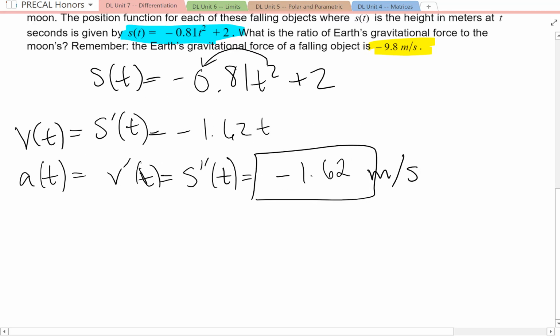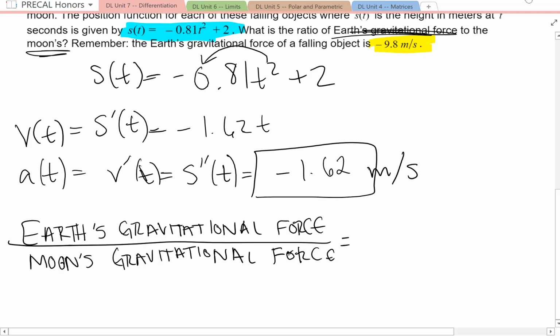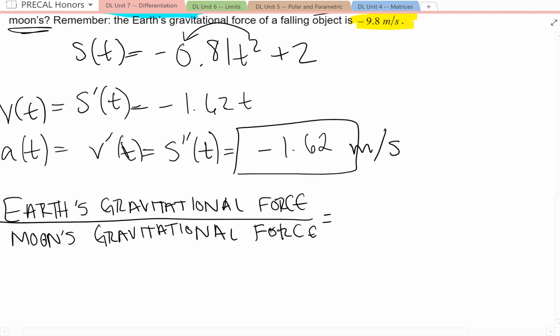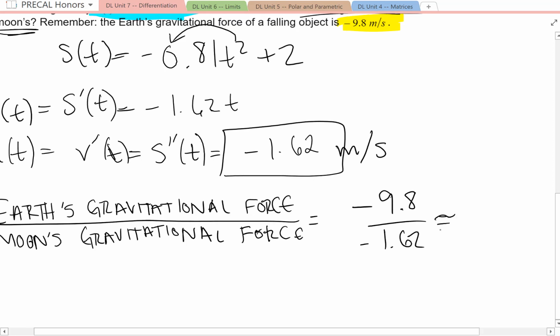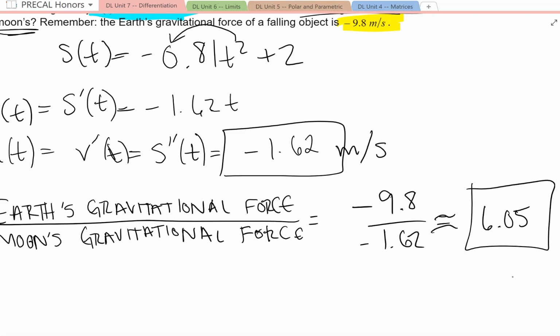So what is the ratio of Earth's gravitational force to the moon's? We're going to write that as a ratio, Earth's gravitational force over moon's, so negative 9.8 over negative 1.62, which is approximately 6.05. That's not meters per second, right? Because this is the ratio. So the ratio of Earth's gravity to moon's gravity is approximately 6. We have approximately 6 times more gravitational force here on Earth than on the moon.